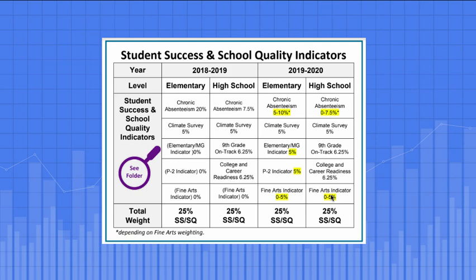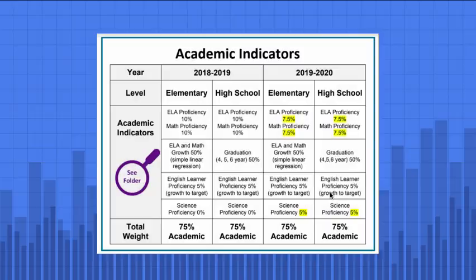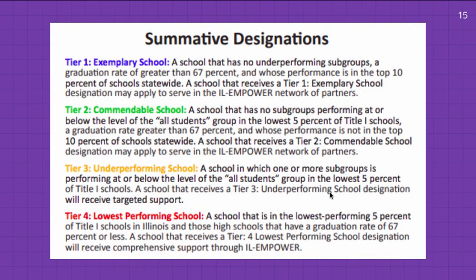Okay. All right. So that's really the overview of ESSA. Again, this is 25% of the overall summative rating. This is 75%, and it goes into this. So we just wanted to give you a heads up about ESSA and what was coming down the line in terms of accountability and how ESSA was different from NCLB.